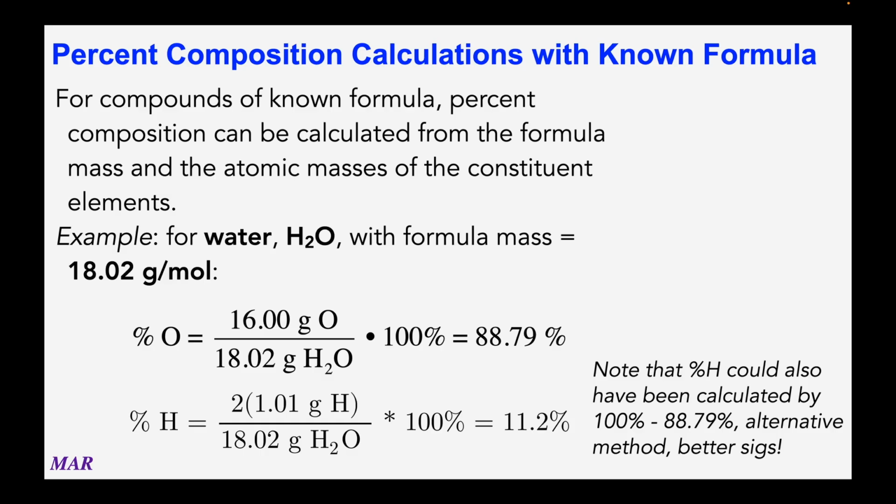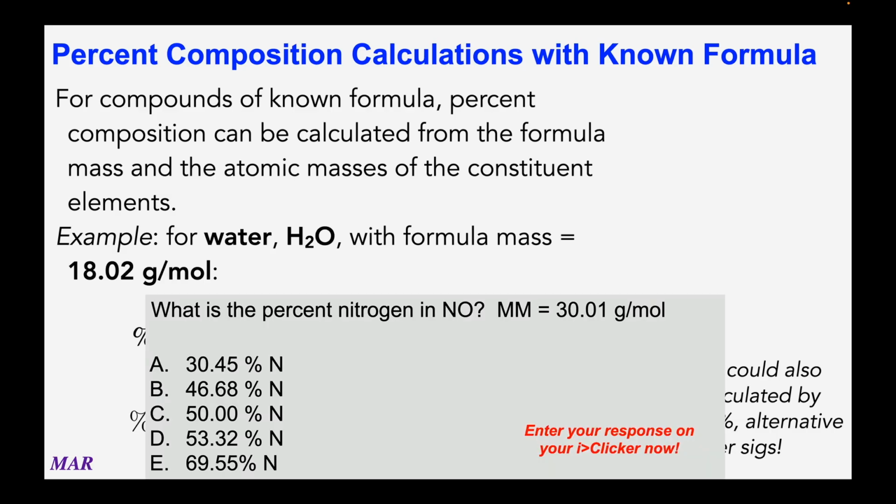So again, if you want to find elemental composition from a formula, first find the molar mass, in this case 18.02, and then the grams of the oxygen go on top, divided by molar mass to find percent oxygen. And for hydrogen, it would be grams of the hydrogen, 2 times 1.01, divided by molar mass times 100. Good to go. So here's a question you might see.